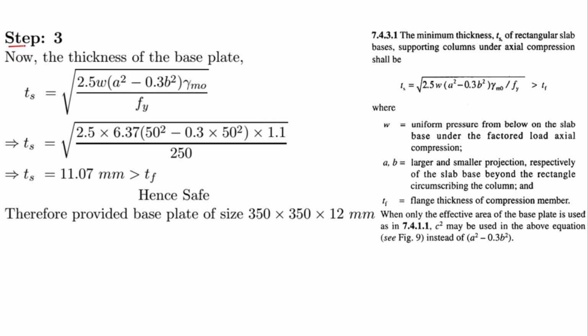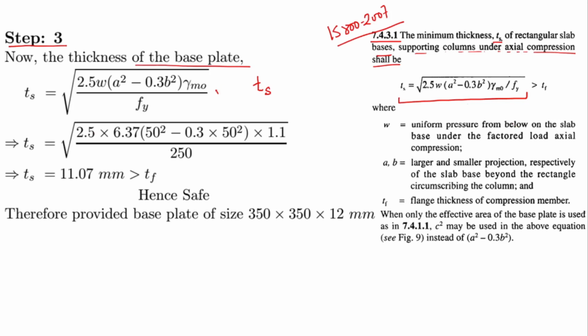Step 3. Now the thickness of the base plate. We are going to calculate how much thickness is required for the base plate. If I follow clause number 7.4.3.1 of IS 800/2007, the minimum thickness ts of rectangular slab bases supporting a column under axial compression shall be given by this expression for ts.